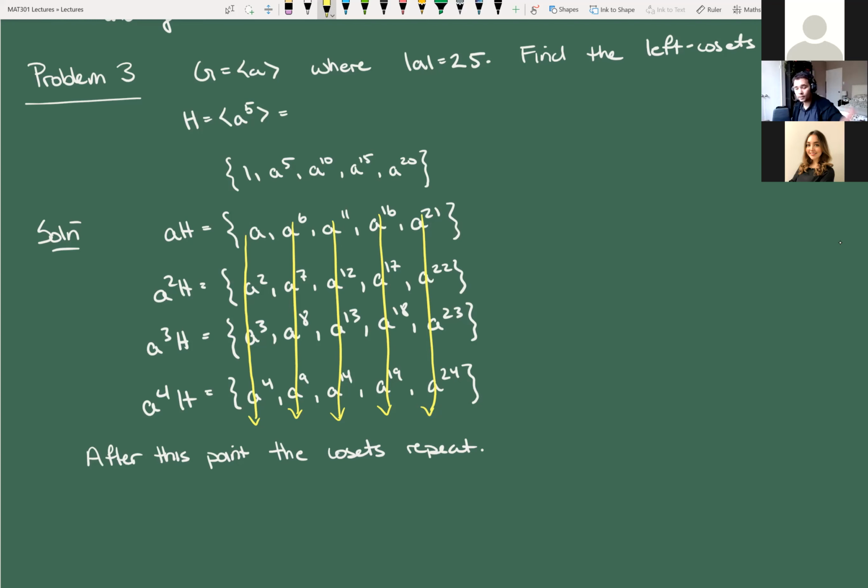We've written down every single element of the group already. So whatever A to the 5H must have an element which is one of these and therefore is one of these, right? So you can make that sort of argument if you want, but I think it's pretty clear here that we can just say, yeah, that's everything, right? We've written everything down. So these are the only 5 cosets.